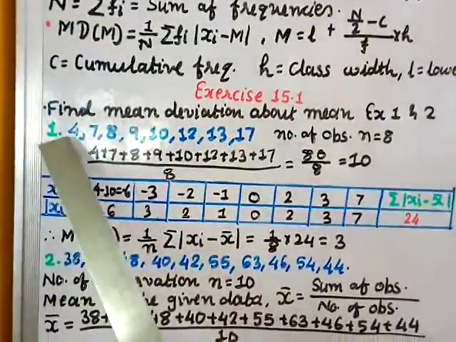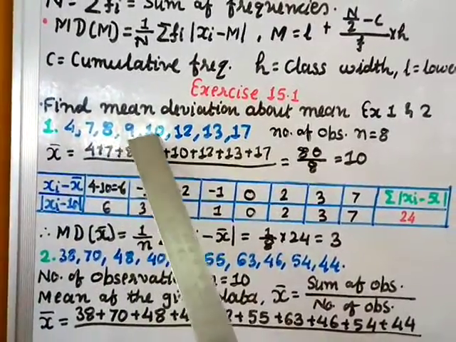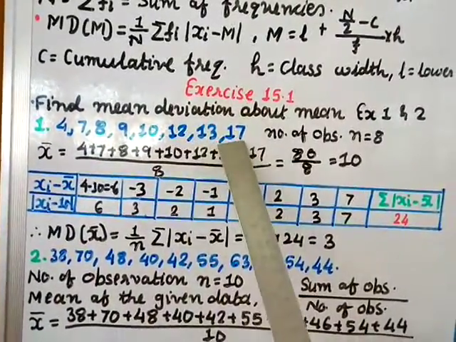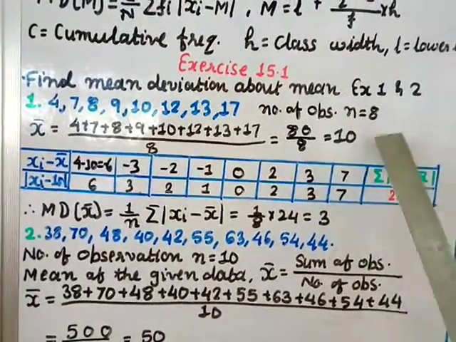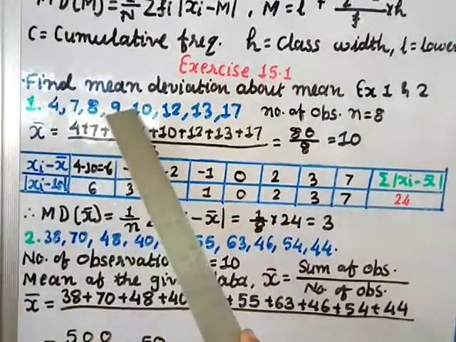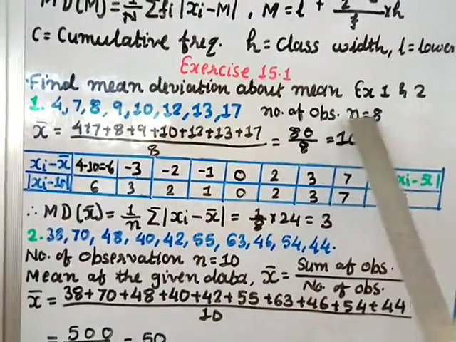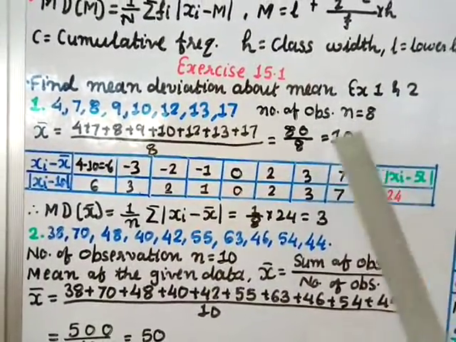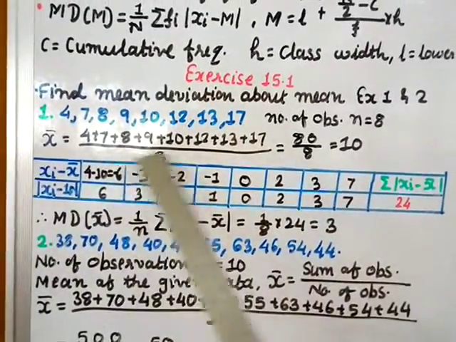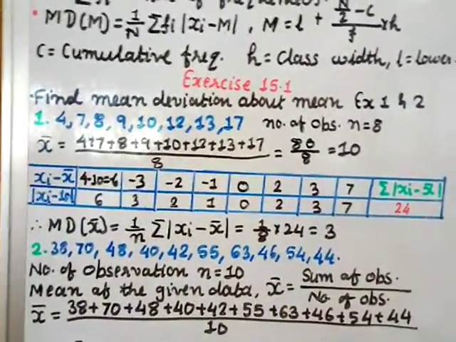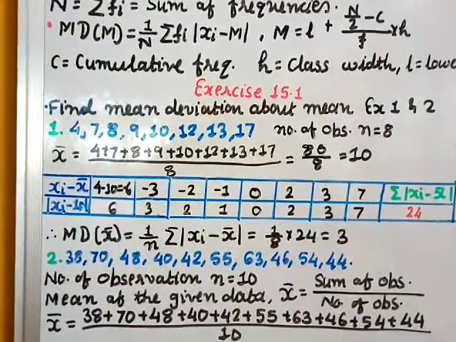Here question 1 is 4, 7, 8, 9, 10, 12, 13, 17. These are the given data in question number 1. The number of observations here are 1, 2, 3, 4, 5, 6, 7, 8. So the number of observations is 8. I write small n equals 8. x bar is equal to the sum of the observations divided by the total number of observations, right?